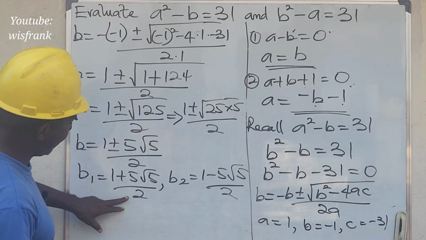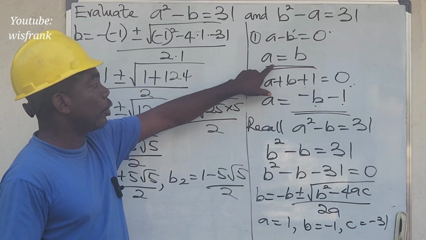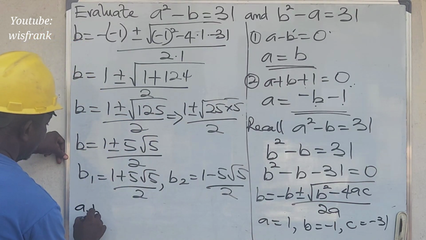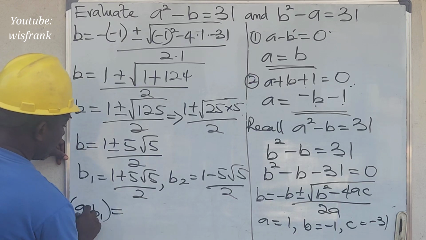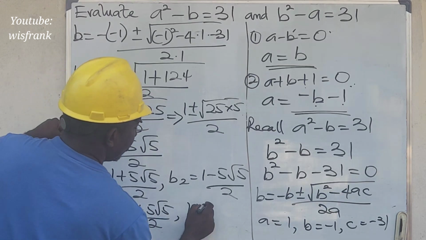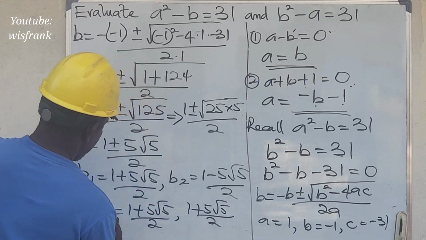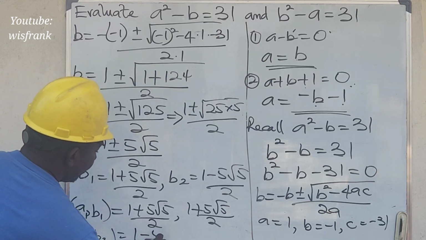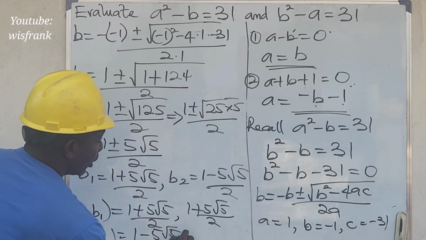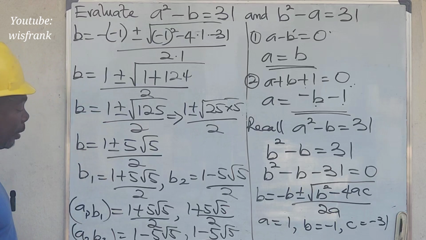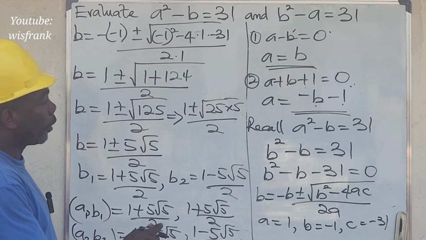So this is the value of b that we have, and we say that from case 1 our a equals b. So when we have the values of a1 and b1, this will give us 1 plus 5 root 5 all over 2, then 1 plus 5 root 5 all over 2. Then for a2, b2, this will give us 1 minus 5 root 5 all over 2, then 1 minus 5 root 5 all over 2. So these are the values of a1, b1, and a2, b2 that we have for case 1.